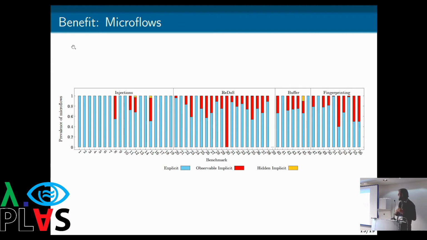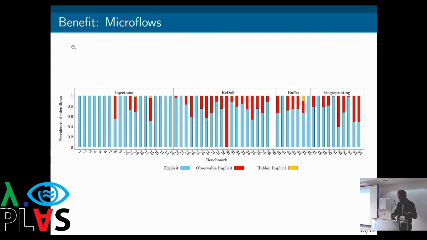First, about this idea that we get more fine-grained flows. So here I plotted the 56 benchmarks. With blue, we have the explicit flows. With red, the observable implicit, and with yellow, the hidden implicit. As you see, most of the flows are explicit flows, actually. There's a lot of observable implicit, but this hidden implicit caused by not executing branches, they are very limited. And they show up, I think, in 4 or 5 of the benchmarks.